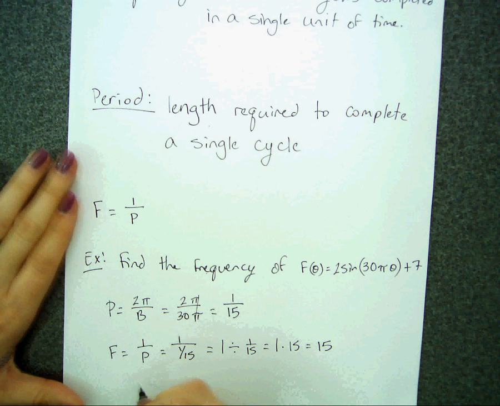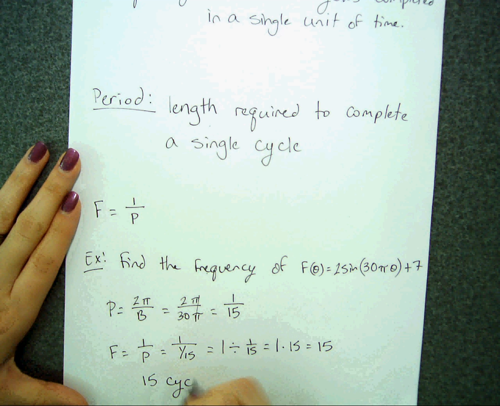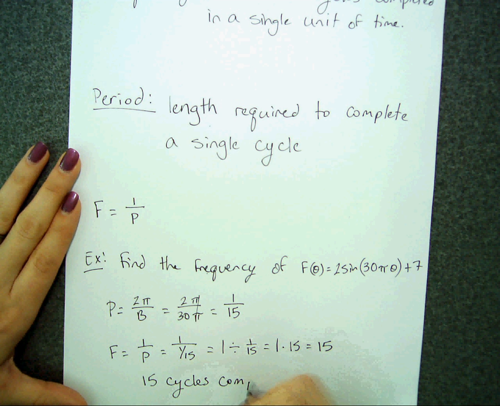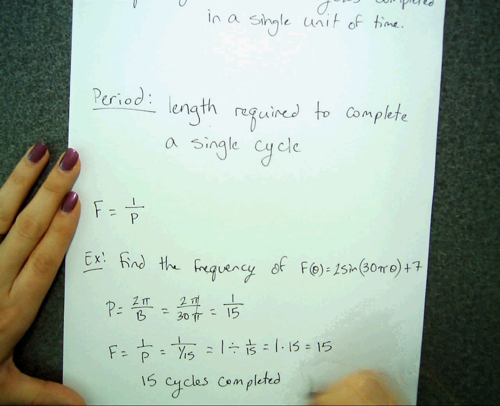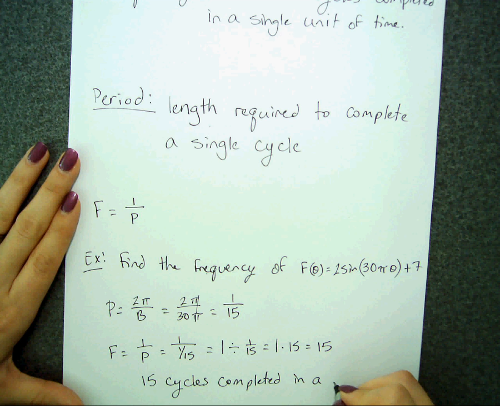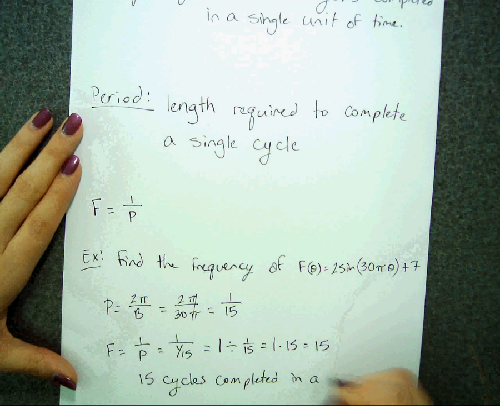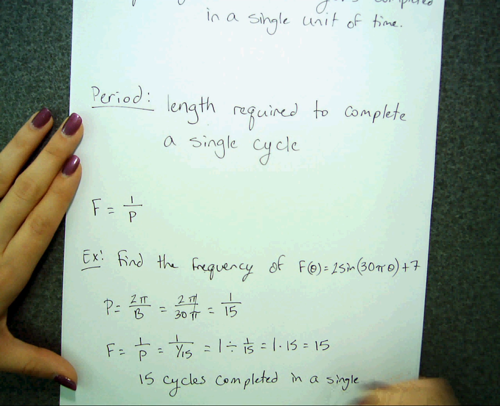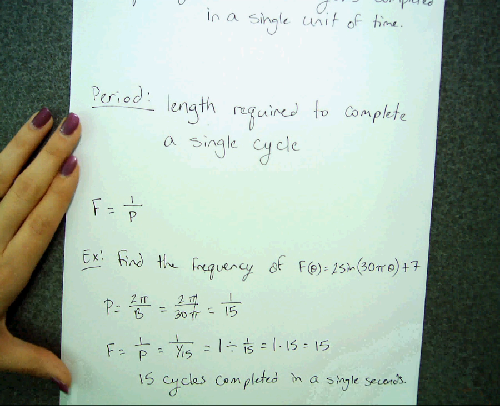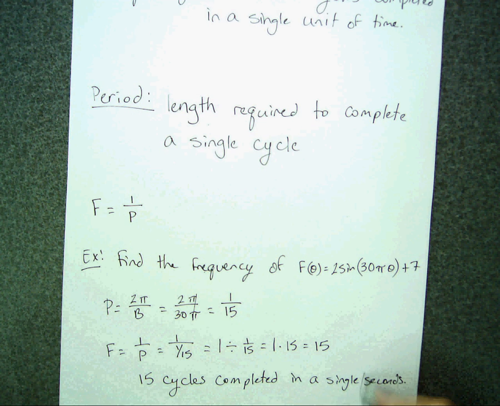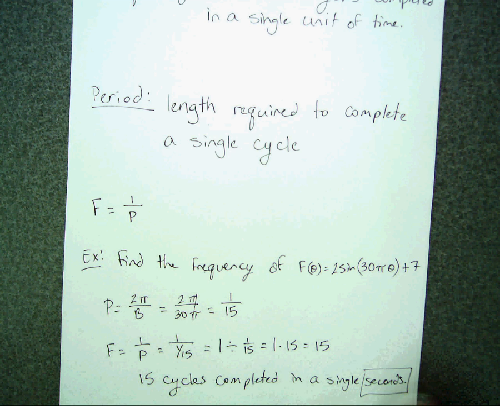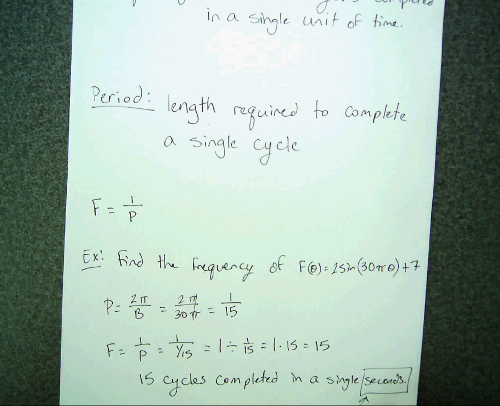So that means that 15 cycles are completed in a single unit of time. Let's pretend for a second that this was seconds. Right? I just made that up, but it'll depend on what your problem states. Is it seconds, minutes, hours, years, whatever, right? And I'm going to say, I made this up. But that's how you find your frequency.